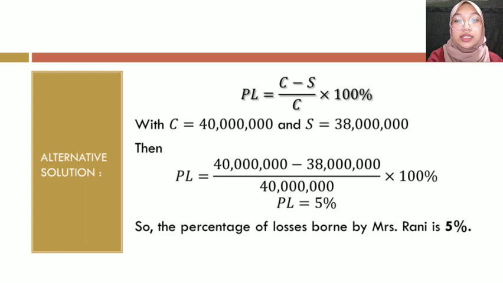is 40 million and S is 38 million. And then we get PL equals (40 million minus 38 million) per 40 million multiplied by 100%. And then we have PL is equal to 5%. So the percentage of losses borne by Mrs. Rani is 5%.